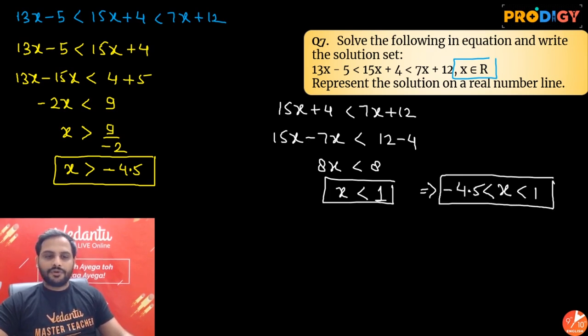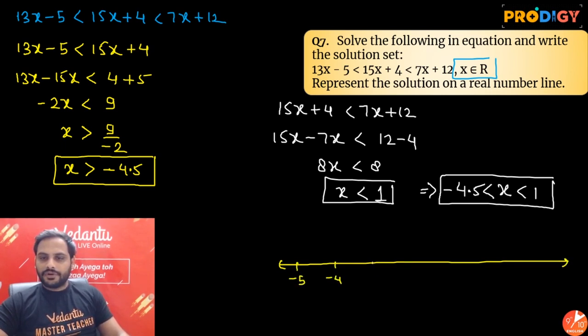Minus 4.5. So if I show this on the number line, let's say it is minus 5, minus 4, minus 3, minus 2, minus 1, 0, 1 and 2. Minus 4.5 will be exactly between minus 4 and minus 5. Here we have minus 4.5.